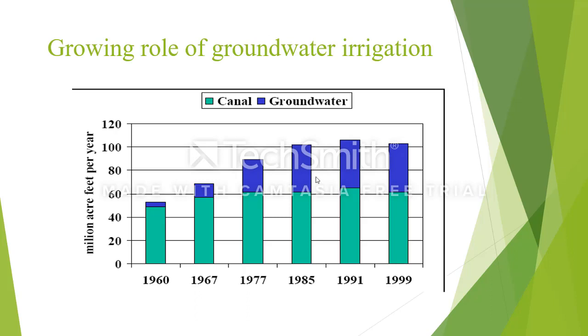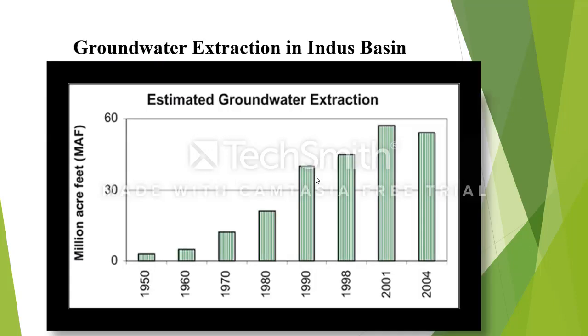Growing role of groundwater irrigation. This graph shows how groundwater extraction developed over different years. The unit is million acre-feet per year, which is the unit of groundwater volume. In 1960, the green color shows canal water and the blue color shows groundwater. Yearly, groundwater extraction has increased. In the period 1999 to 2002 droughts occurred, so people extracted more groundwater in this period.